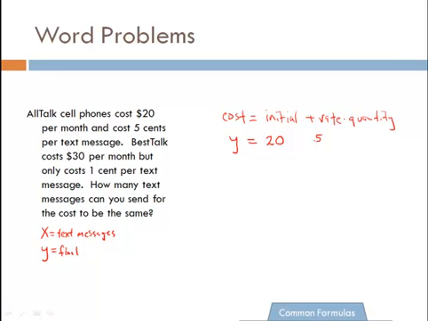If I just write 5 and this was in dollars, that would mean that this is in dollars as well, $5 per text message. That would be a very bad plan. I really need to write 0.05 so that I have the same units. These are both in dollars now. And the quantity is unknown. We don't know how many text messages we'll send yet, so we'll call that an x. So that is All Talk's equation.